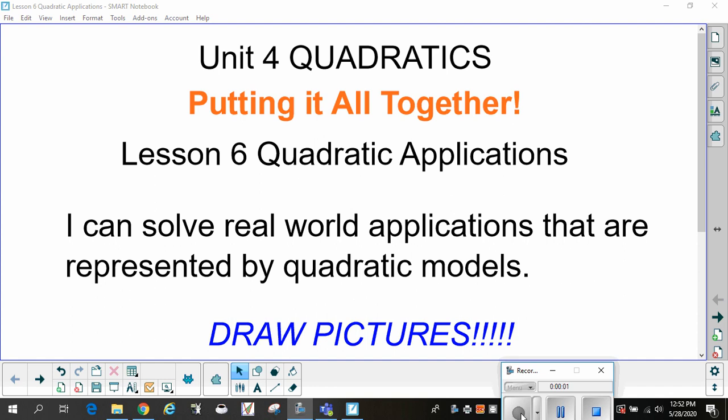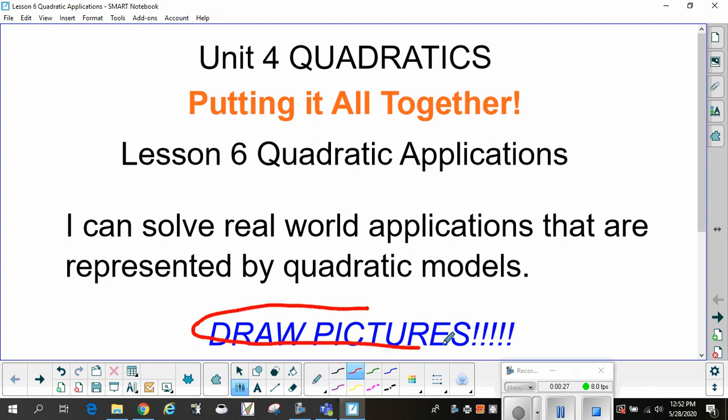Quadratics, putting it all together. Okay, the whole reason for solving quadratics is not so you can solve a whole bunch of problems on a worksheet, but so that you can solve applications, real life problems. So we're going to look at some examples that are based on things that you know and you understand, but that can be solved using quadratics. All right? One of the most important things is you need to learn to draw pictures.